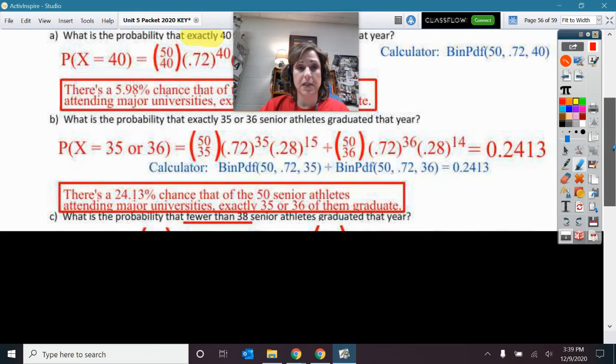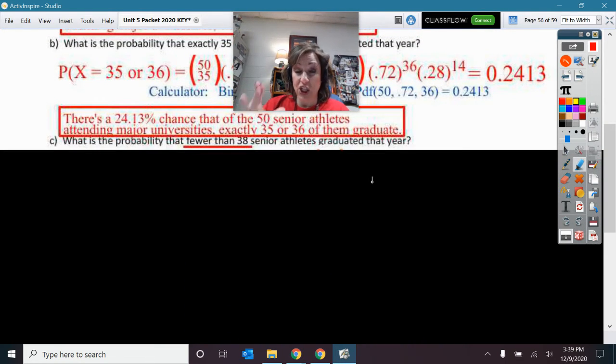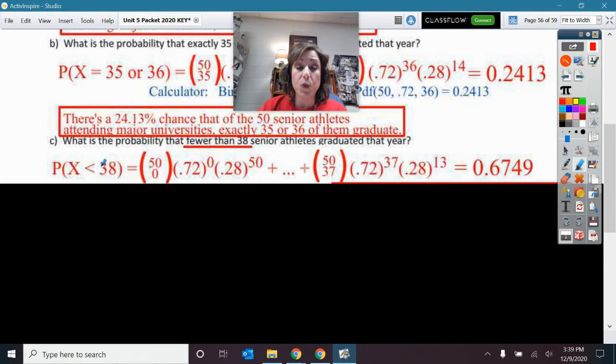Now, how about fewer than 38? Well, that's going to be an accumulation of the part that is fewer than 38. Remember how important it is to keep in mind: is that 38 included or not? You have got to always be mindful about that bound, included or not. In this case, fewer than is less than, not equal to.